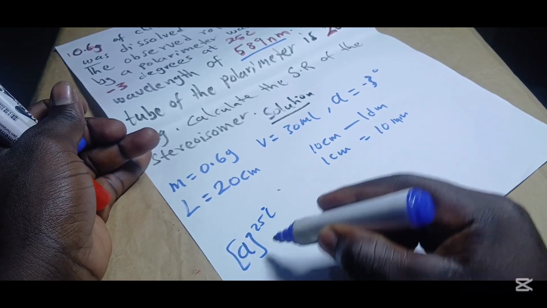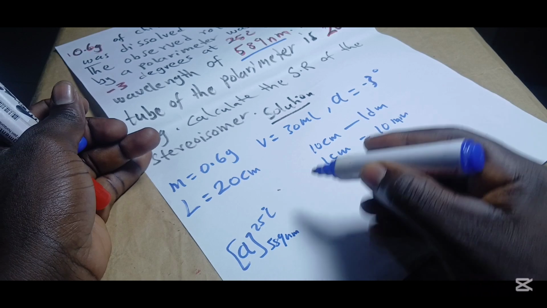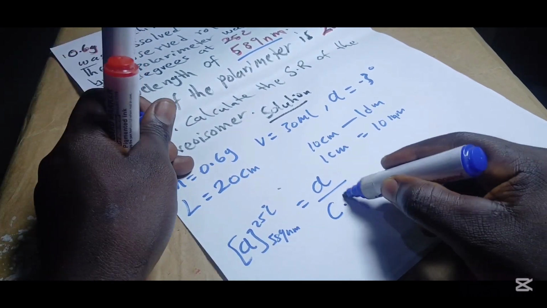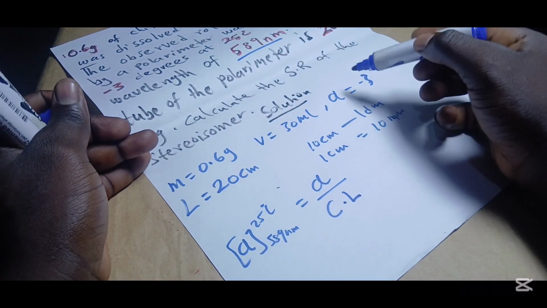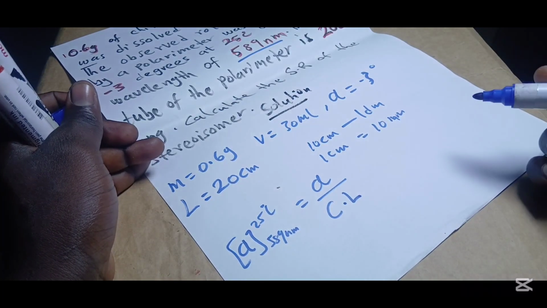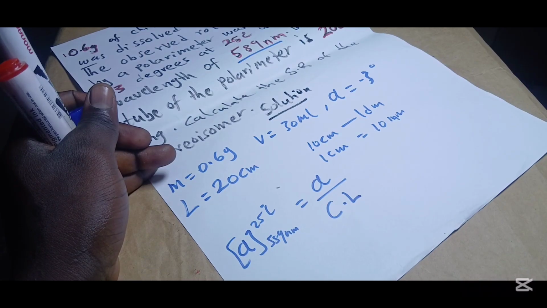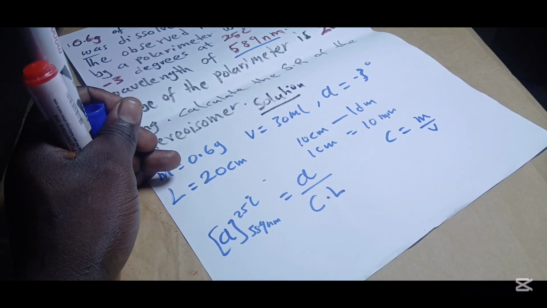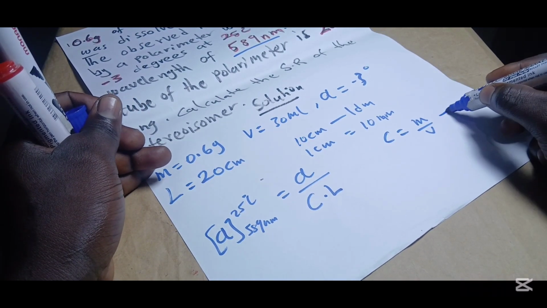Specific rotation at 25 degrees Celsius, D line, you can indicate the 589 nanometers here, equals observed rotation over concentration multiplied by path length. Now, we have the observed rotation here. We don't know the concentration. And concentration can be mass over volume. This is the formula for concentration.